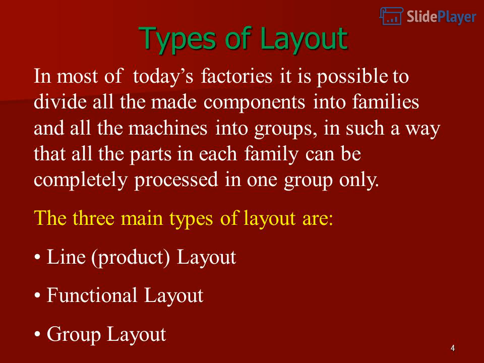Types of layout. In most of today's factories it is possible to divide all the made components into families and all the machines into groups, in such a way that all the parts in each family can be completely processed in one group only. The three main types of layout are line (product) layout, functional layout, and group layout.